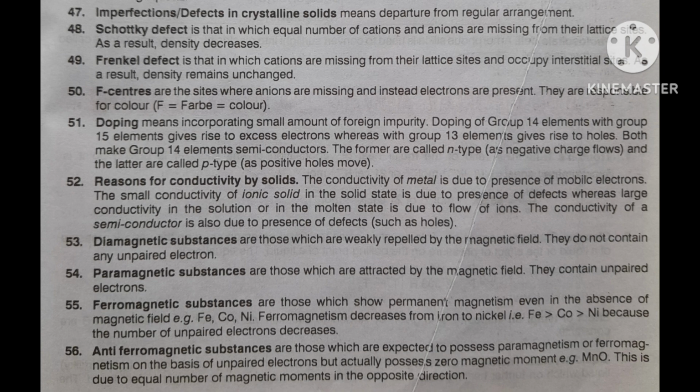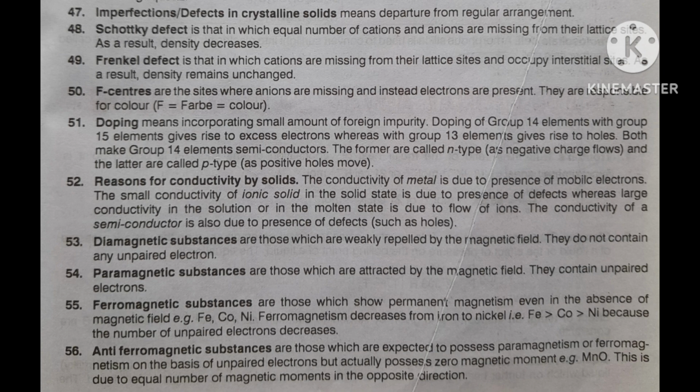Iron has more ferromagnetic quality, after that cobalt, third is nickel. Ferromagnetism decreases from iron to nickel, because the number of unpaired electrons decreases. If more unpaired electrons are there, then it is more ferromagnetic. If fewer, then less. So Fe is more, after that Co, and least is nickel.